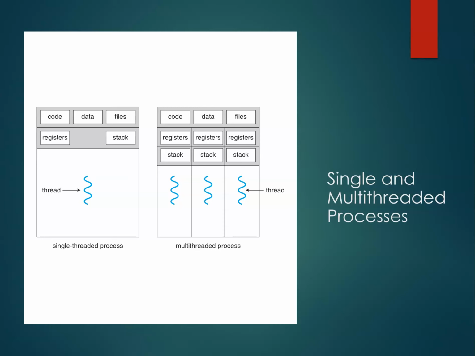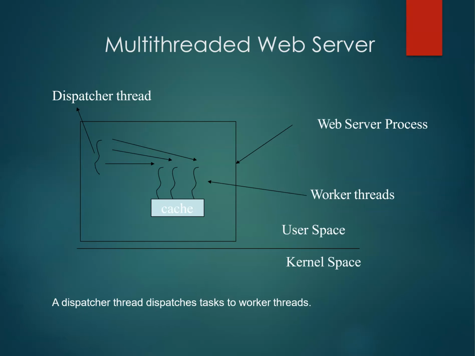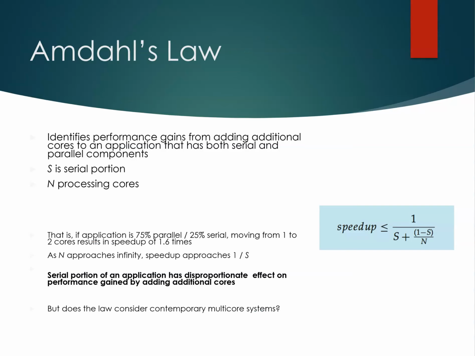In a single-threaded process, we've got one thread. In a multi-threaded process, we can have separate code, registers, and stacks, just like for processes, but much more lightweight, and each thread is running independently. A multi-threaded web server has a dispatcher thread, a web server process, and worker threads. And a dispatcher thread dispatches tasks to the appropriate worker threads.